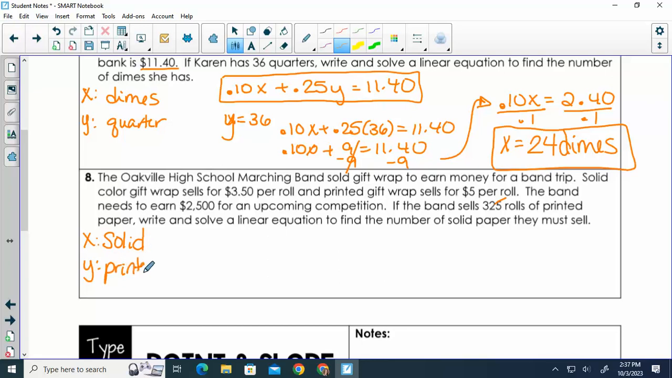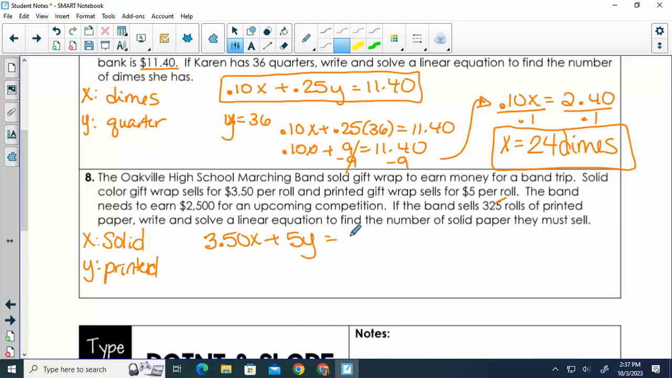A couple of you use the amounts. You put the $3.50 roll and the $5 roll, that's okay, as long as when you label your answer it makes sense. You just need to know what X and Y are. So then the equation. The solid is $3.50 per roll, so we would put 3.50x, and the printed is $5 a roll. So that would be 5y.